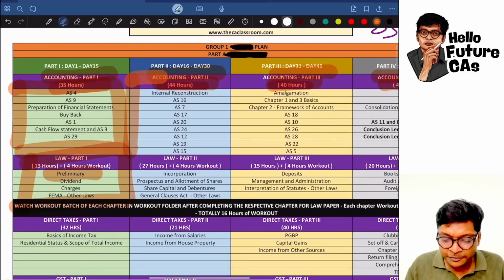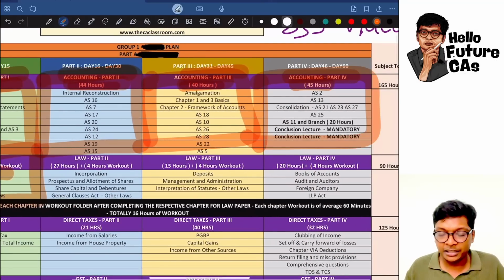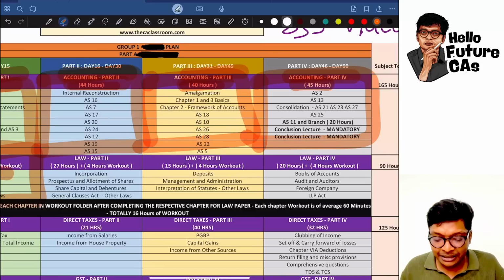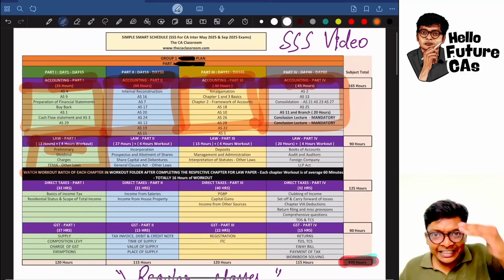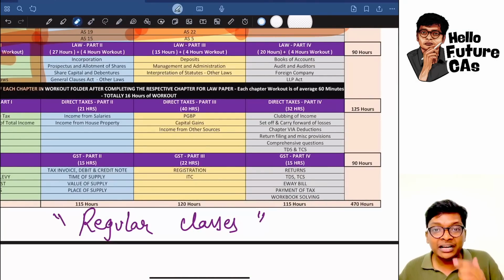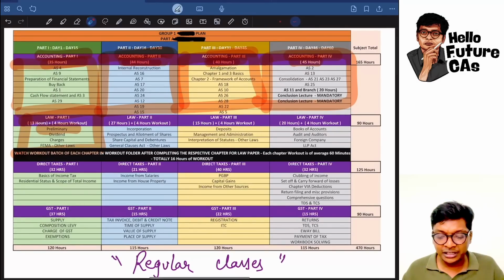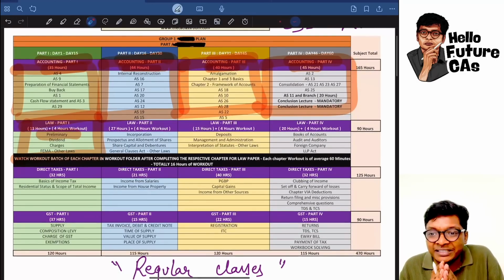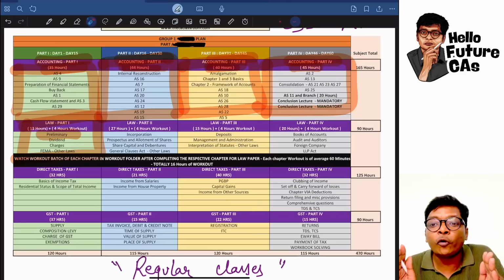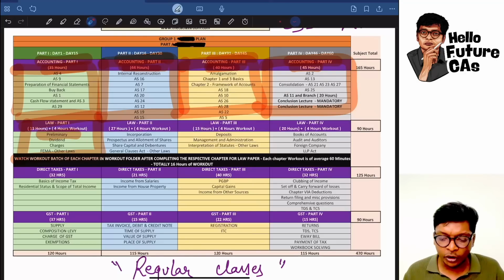So you finish the first part, then go to second part, then finish third part, and then you finish fourth part. Now, this is where the magic comes, guys. The entire group is approximately 450 to 470 hours. So the group itself is broken down into 4 parts. Group itself is broken down into how many parts, guys? 4 parts we have broken down the group.